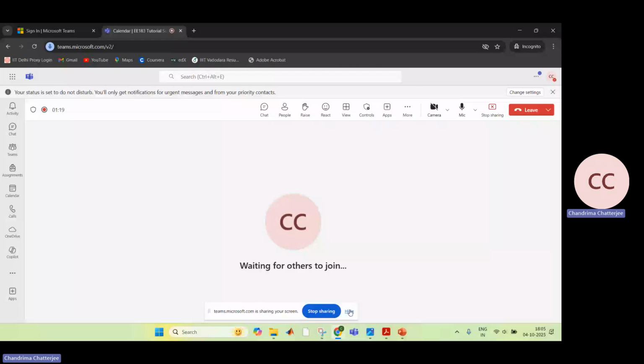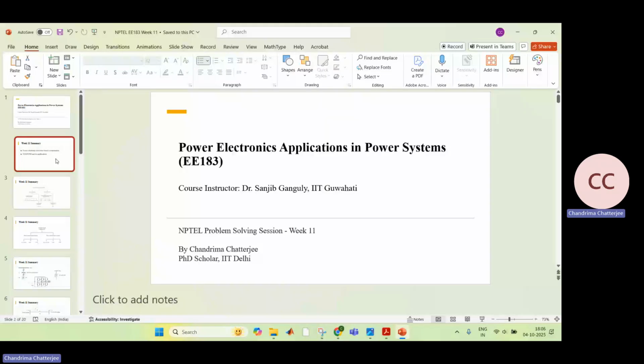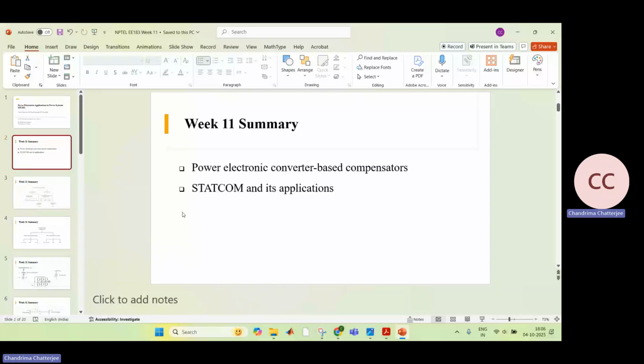Okay, so welcome to the online tutorial session of Power Electronics Applications in Power Systems, week 11. In this week, we will discuss the power electronic converter based compensators. Till now, the compensators we have discussed are shunt compensators and series compensators. For example, SVC was a shunt compensator, static var compensator, and TCSC, thyristor controlled series capacitor, was a series compensator, right? The basic idea was to control the susceptance in case of the shunt compensator and to control the reactance in case of the series compensator.